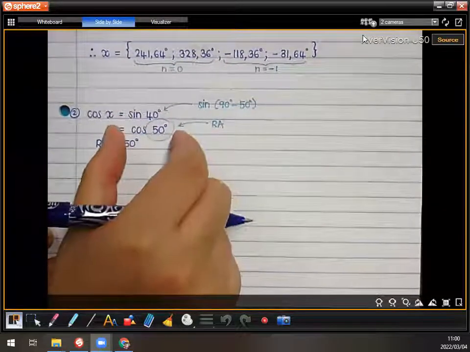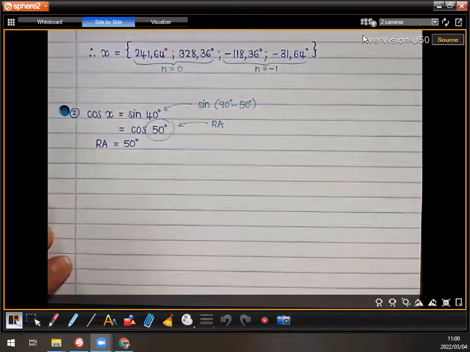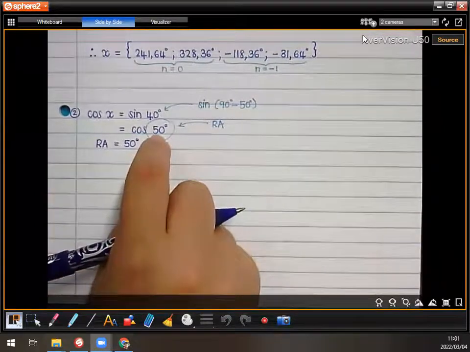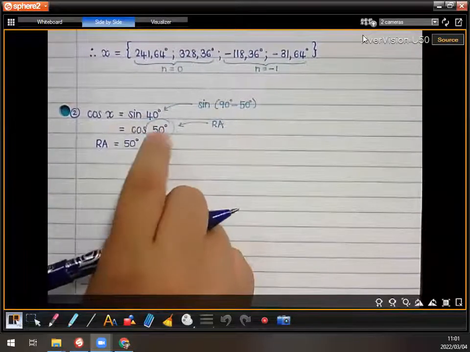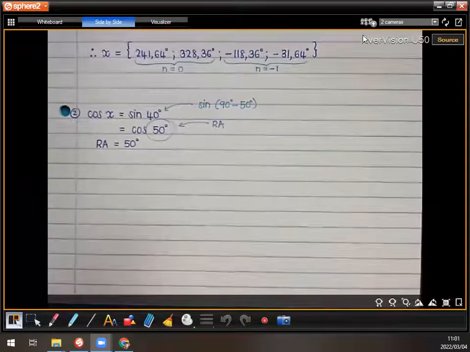Now guys, cos 50, is that going to be a positive or negative value? Cos 50, what quadrant is that in? What quadrant is 50 degrees in? The first quadrant, it's an acute angle. And all of these are positive in the first quadrant, right? Cos 50, if you type that into the calculator, it will be a positive value.